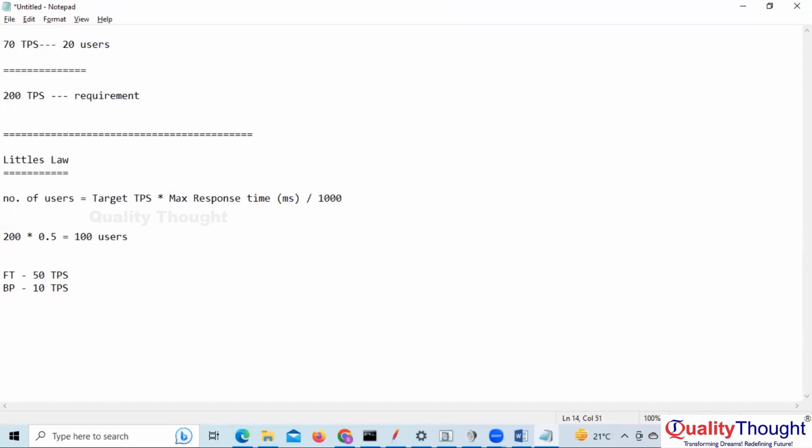Yeah. And this we do for every functional area. Like if funds transfer we do once, bill payment we do another. We apply this again based on what the response time is for that particular. Correct. Yeah. Correct.